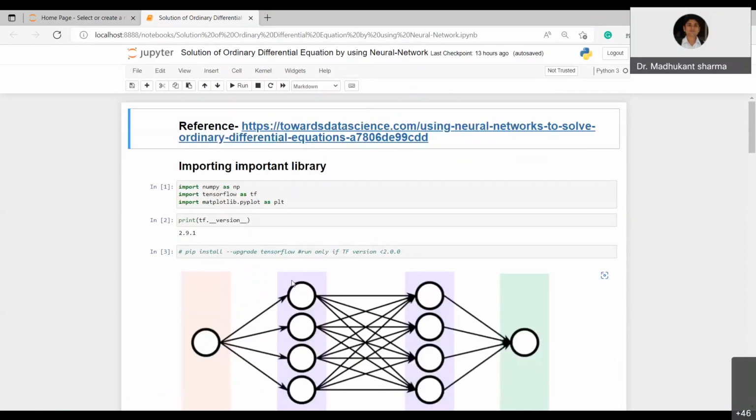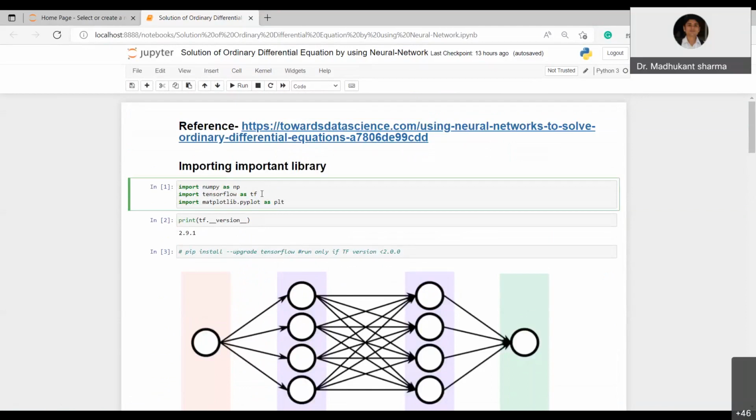First, we need to import some libraries. Here I have imported NumPy as np, which is used for working on arrays. Again, I am importing TensorFlow as tf, which will help in working on tensors. And for comparing the results, I am importing matplotlib.pyplot as plt.